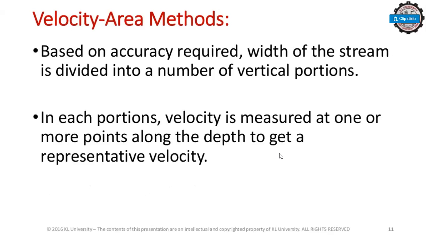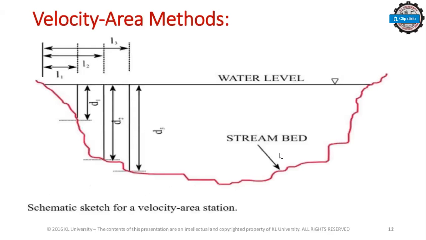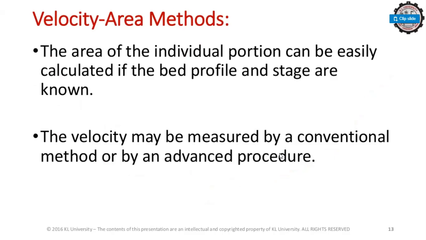Based on accuracy required, the width of the stream is divided into a number of vertical portions. In each portion, velocity is measured at one or more points along the depth to get a representative velocity. This is the velocity area method, with a schematic sketch for a velocity area station. The area of the individual portion can be easily calculated if the bed profile and stage are known. The velocity may be measured by conventional method or by an advanced procedure.